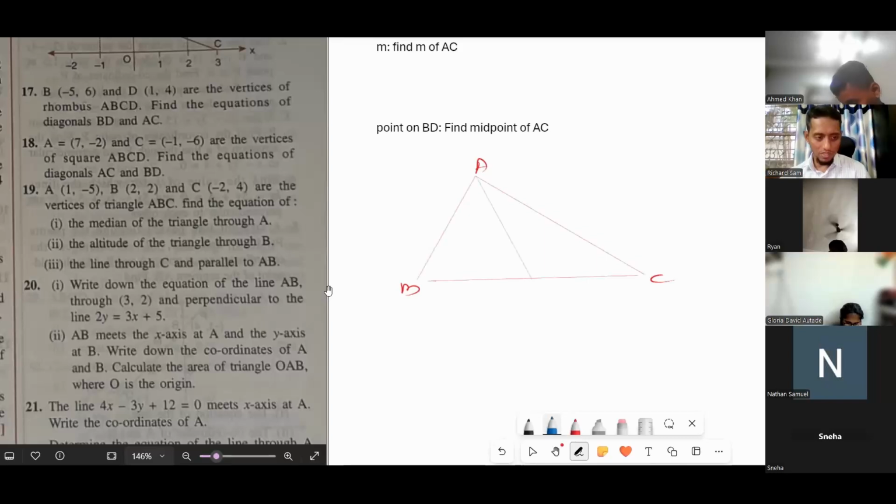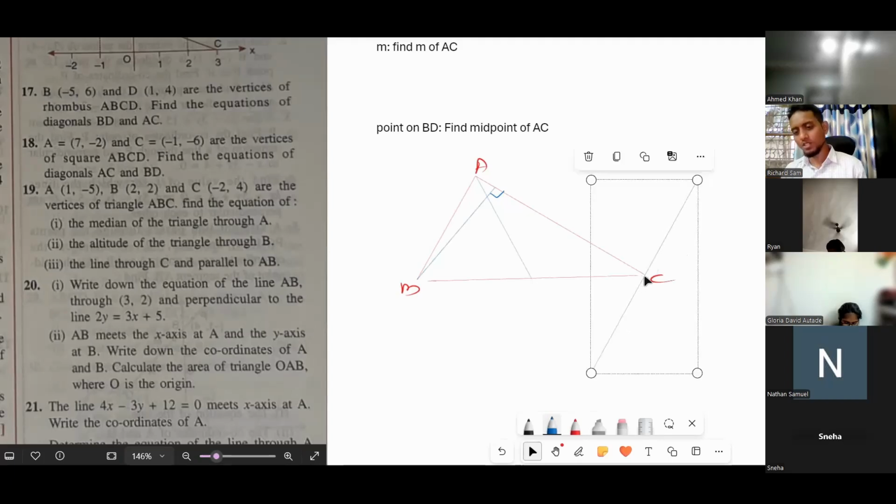So here they're asking what is the altitude of the triangle through B. So from B you have to find the equation of this line which is perpendicular to AC. Finally, the line through C and parallel to AB. Through C and parallel to AB. So something like this. Correct. It's passing through the point C and parallel to AB.